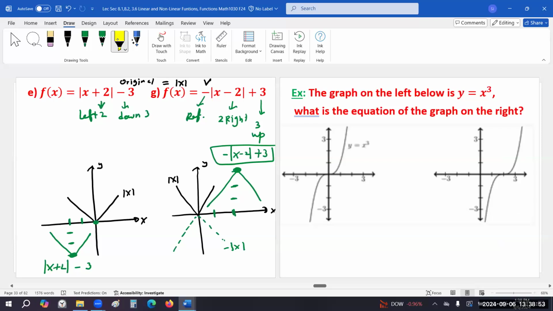Okay, now the other way around. Transformation is given. Figure out the equation. What is the original function? Y equals x cubed. Now compare the original one with the transformation. It's to the right, so it's minus 2. So 1, 2, 2 right. So y equals what?